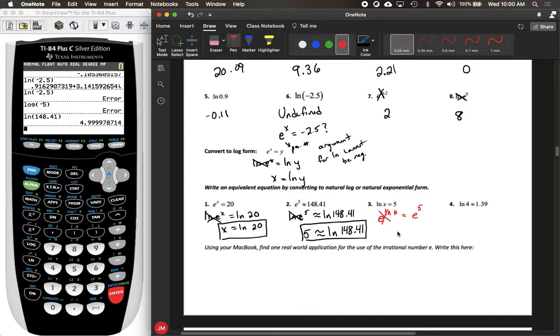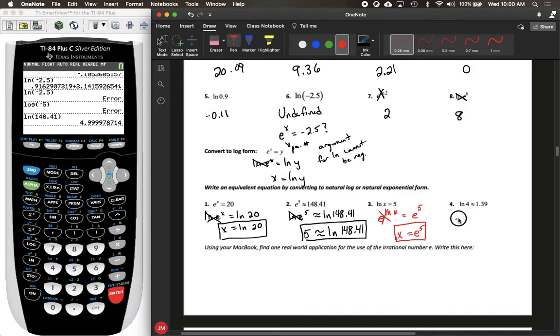That way, e and natural log will cancel, and we'll get that x is equal to e to the 5th power. Again, we could type that into a calculator to see the decimal approximation, but since all we were asked to do is convert from one form to the other, we can be done at that point.